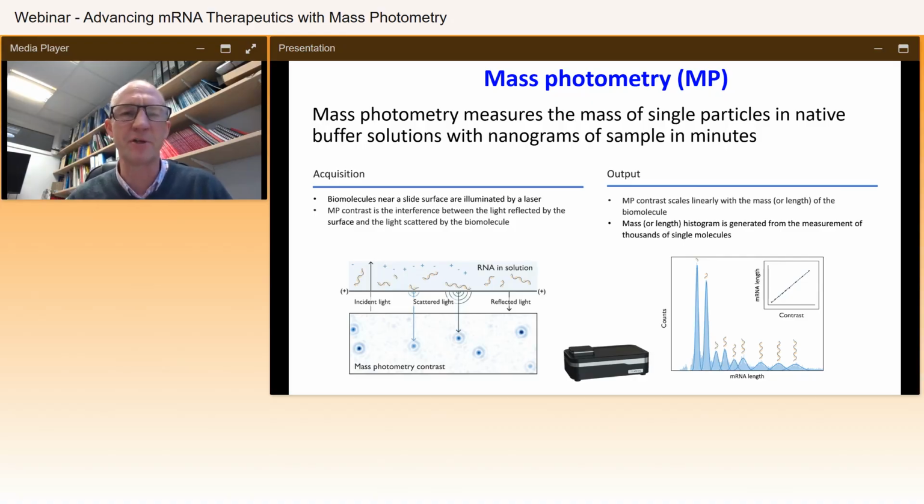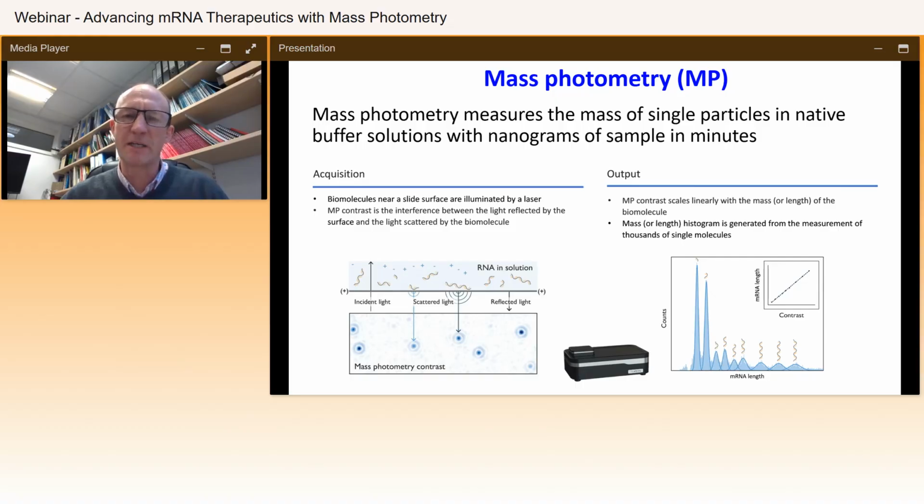What the instrument does is essentially measure the mass photometry contrast, and that's the interference between the light reflected by the surface and the light scattered by the biomolecule. So that's what we're essentially measuring. And this contrast scales linearly with the mass or the length of the biomolecule. This is depicted here on the right-hand slide.